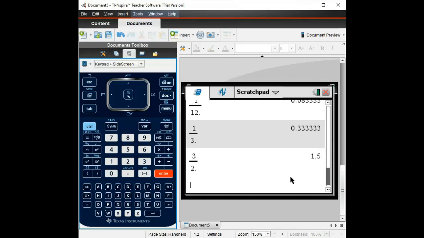Now I want you to notice too, when we talk about zeros, they just give you the x value in the ordered pair. So even though the calculator gives us x and y, the x value is all we're concerned about. So the location on the x-axis that it crosses.